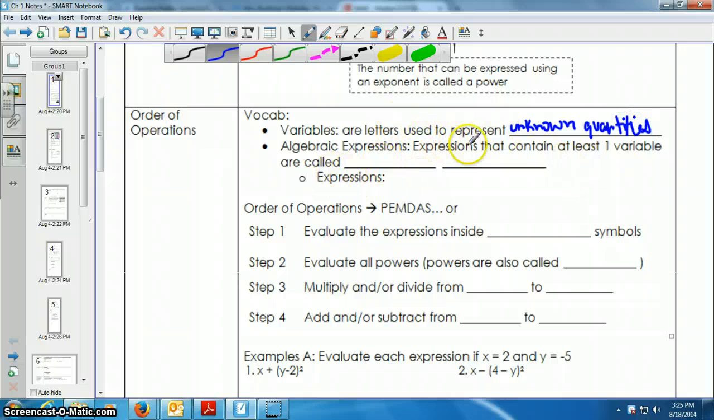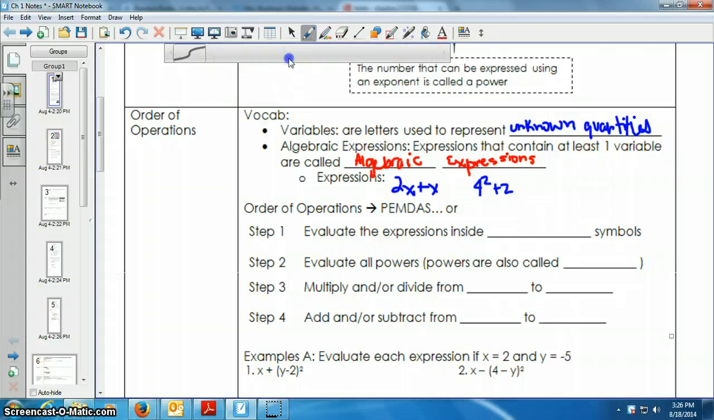All right, expressions that contain at least one variable are called algebraic expressions. So it has at least one variable. So just a couple of examples of some expressions would be 2x plus x, or maybe 4 squared plus 2. Those are just some expressions that we would simplify.